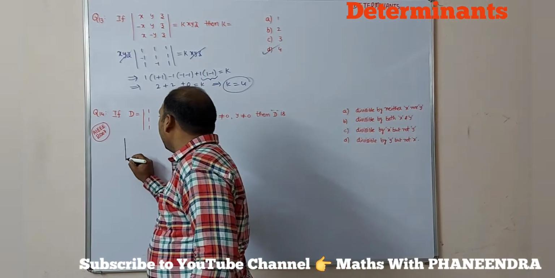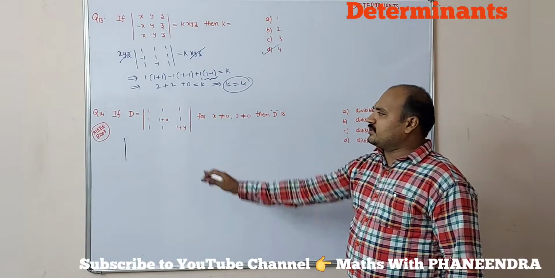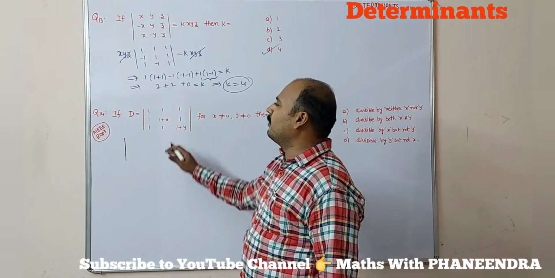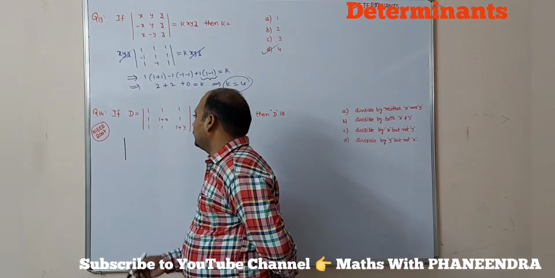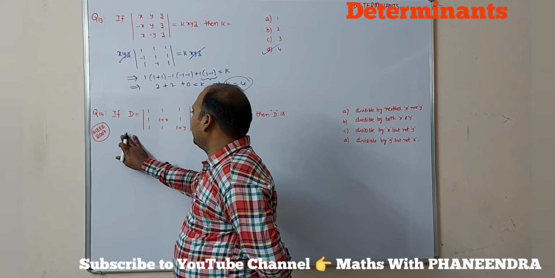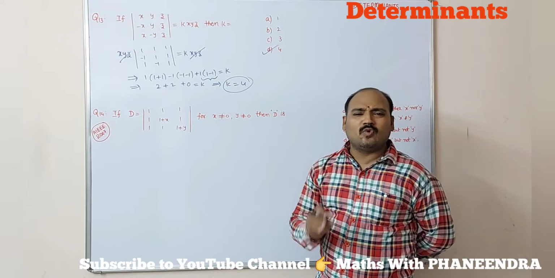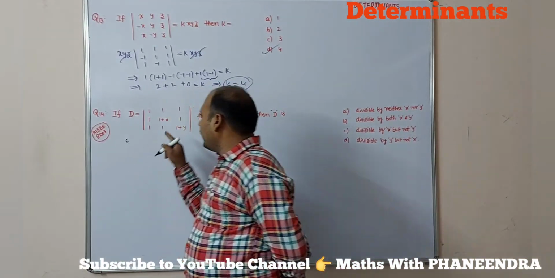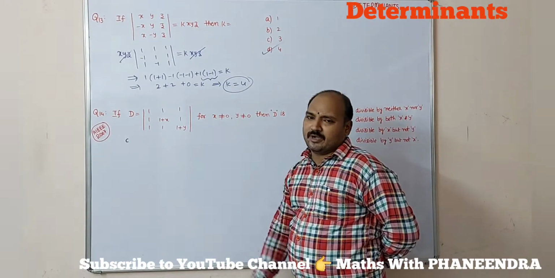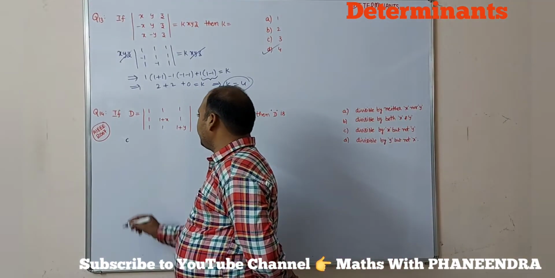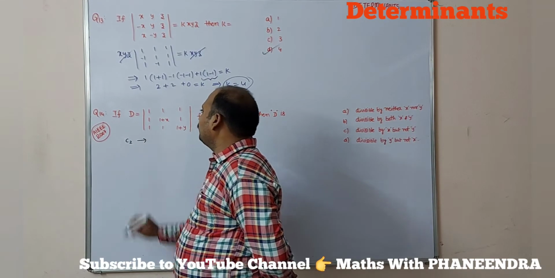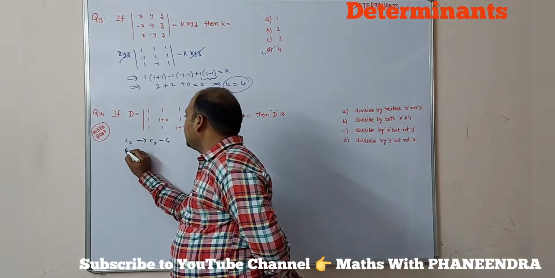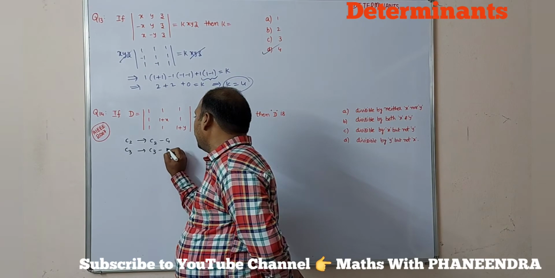If we expand in terms of x, y, x plus y, it will come, but we need to get it in a very simple manner. So how are we going to do that? Whenever ones are available, make the ones zeros by either row operations or column operations. Observing this determinant, what I am going to do is C2 goes to C2 minus C1 and C3 goes to C3 minus C1.